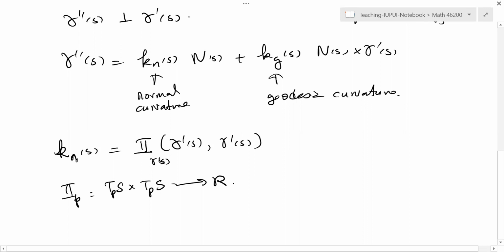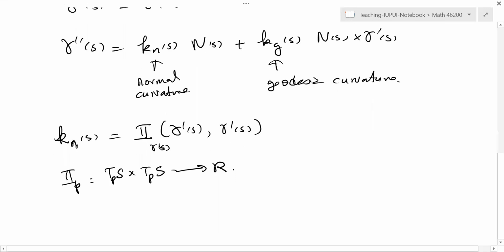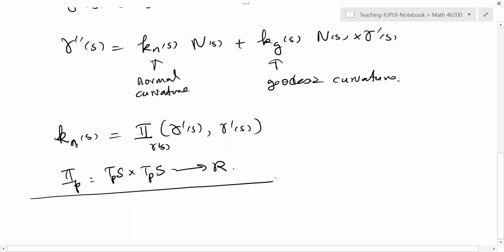We already studied this. Using a surface patch, you can compute the normal curvature of the curve using the coefficients L, M, N. I'm not going to spend time on the normal curvature. Today we're going to focus on the geodesic curvature.